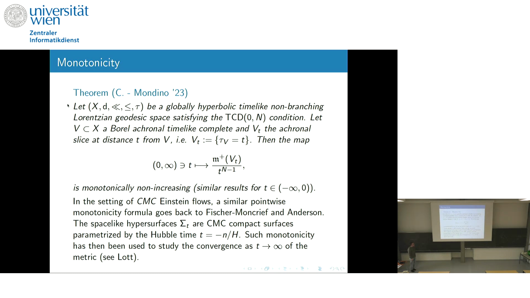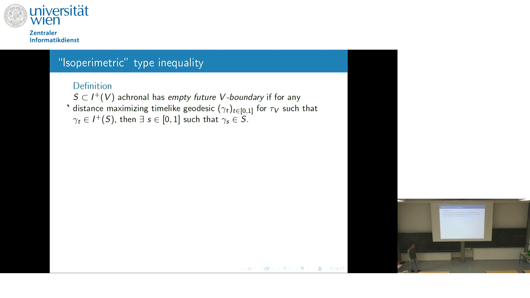Okay, so this is the monotonicity that we have obtained, and now let me state the isoperimetric-type property that we have devised. What we want here is to avoid having an extra boundary component for our region S, on which we would like to bound the area. So we have to assume a little more on the boundary of S. We say that S is an achronal subset that has empty future V-boundary, so it has no boundary with respect to the base V.